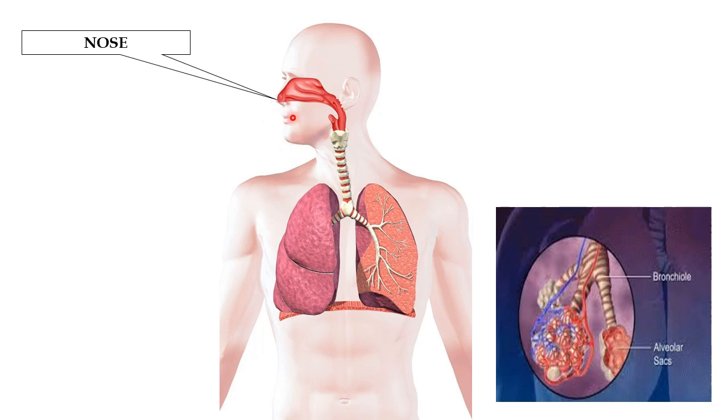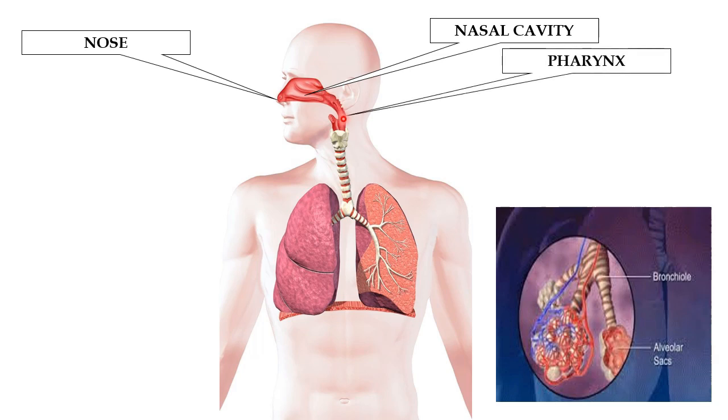Very good. Now, where does it go if it enters the nose? Yes, you're correct. It goes through your nasal cavity. Very good. Now, from your nasal cavity, what happens to the air inside? It is warmed, moistened, and filtered. Very good. And then, where does the air go now? It goes to the pharynx. That's right.